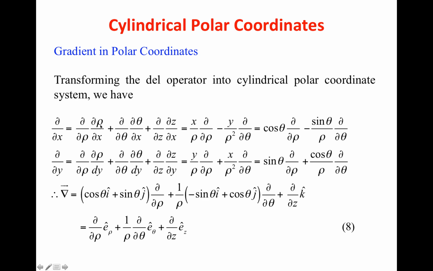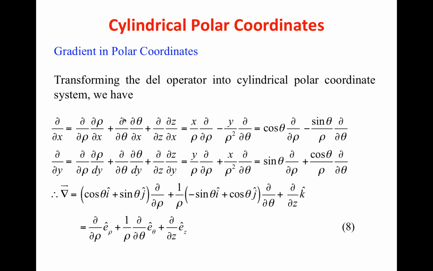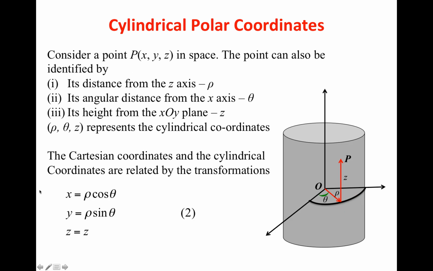So again recall, going back to our coordinate system, these were the changes relating the Cartesian coordinates to the cylindrical polar coordinates. From here you can see that rho will be equal to the square root of x square plus y square, and theta would be equal to tan inverse of y by x, and z of course is equal to z.